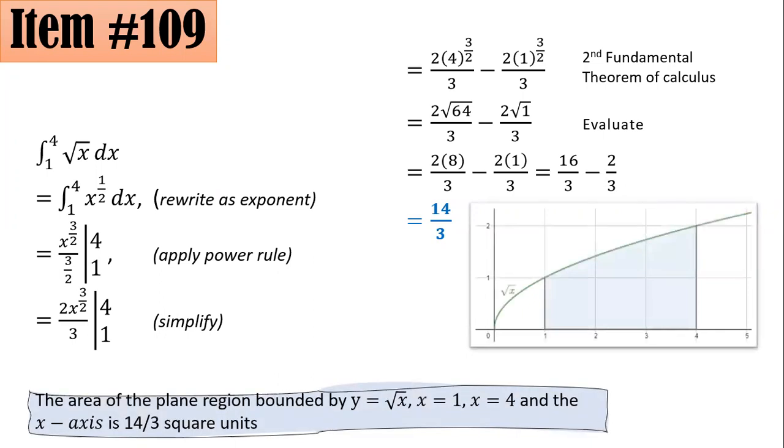And to interpret this, the area of the plane region bounded by y equals square root of x, this one po. And if x equals 1, this is the vertical portion of the line. Ito po yung portion ng x equals 1. Ito po yung x equals 4. So the area of this region here is 14/3 square units. Letter C. Okay, so thank you po. Yes, tama po, Sir PJ. 16/3 minus 2/3 po. Good job po.